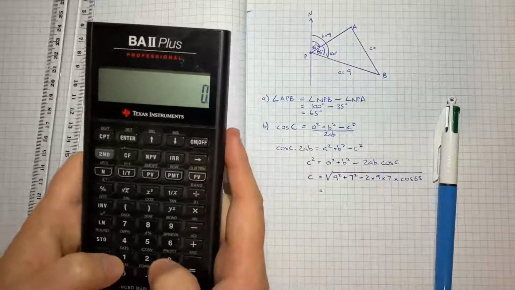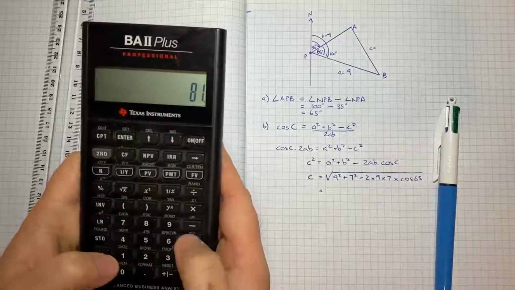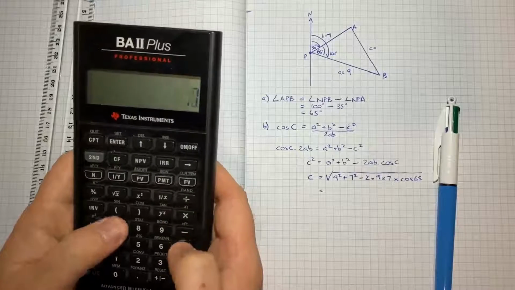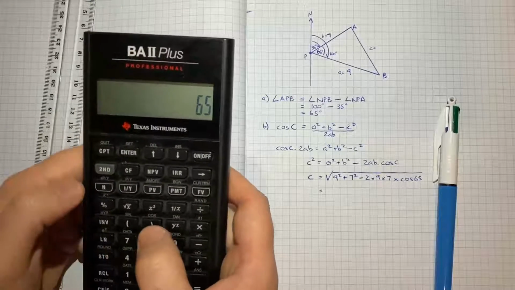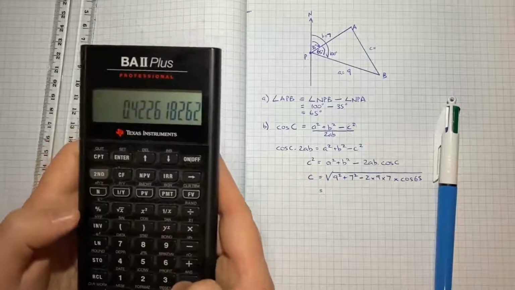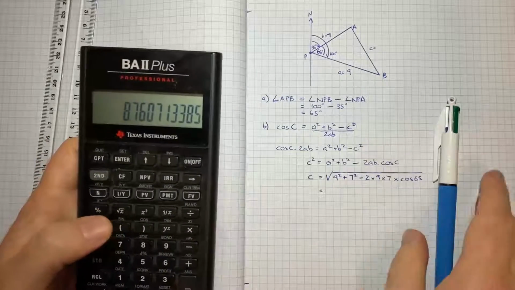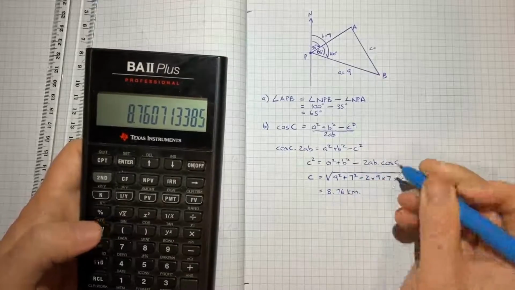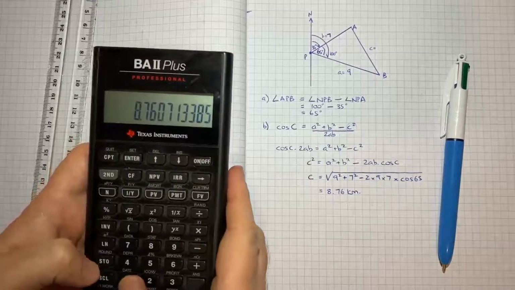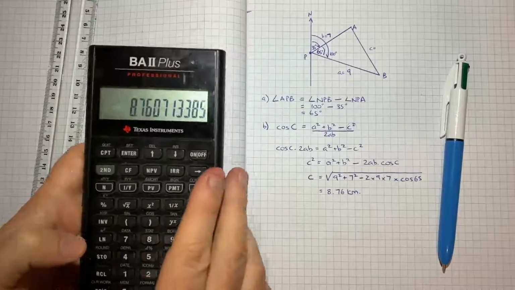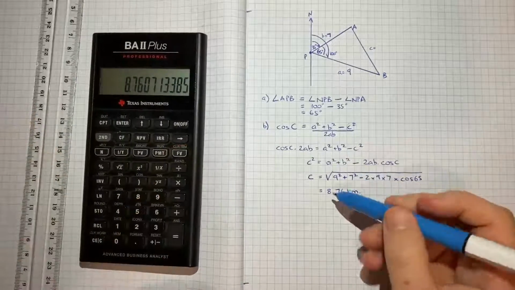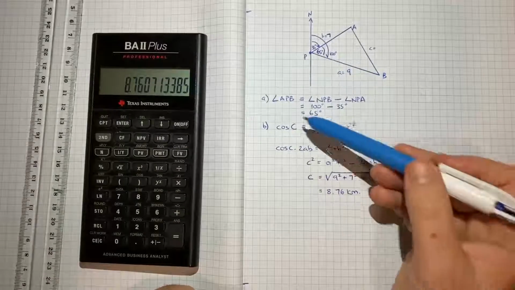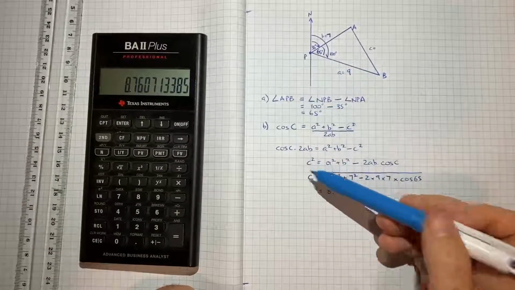So we'll get 9 squared plus 7 squared minus 2 times 9 times 7 times cos 65, equals, and the square root, we get 8.76 kilometers would be the distance. And I'll just store that in my calculator because I suspect part C will probably make use of that. As I mentioned before, a lot of these HSC questions build up in parts.